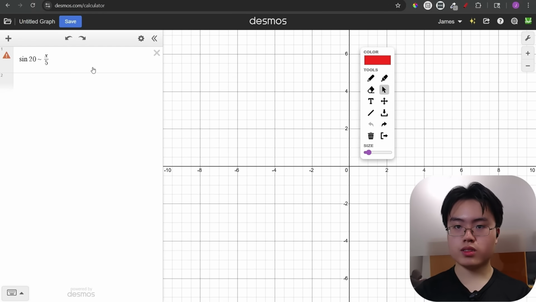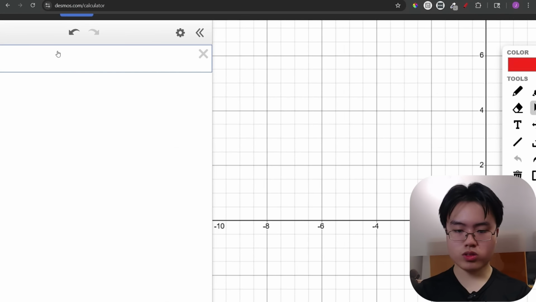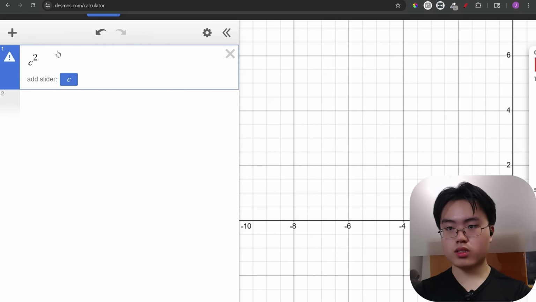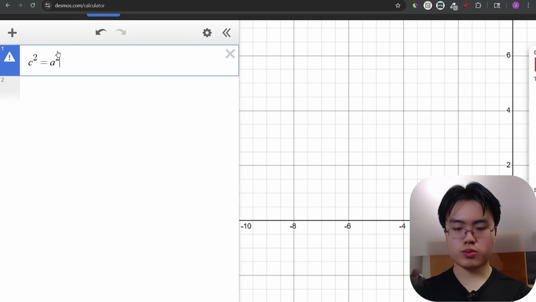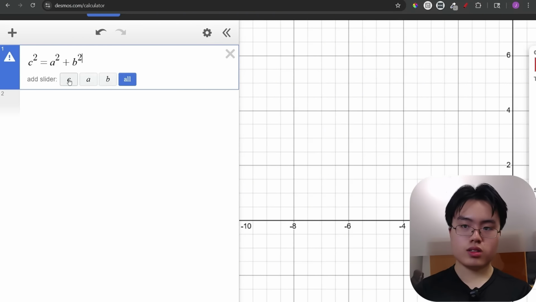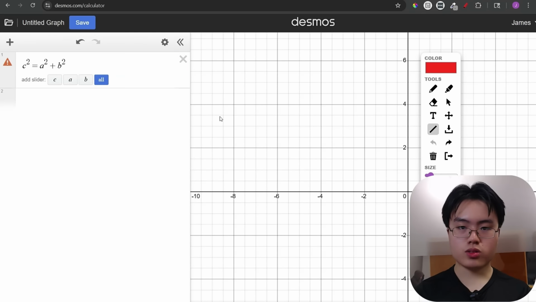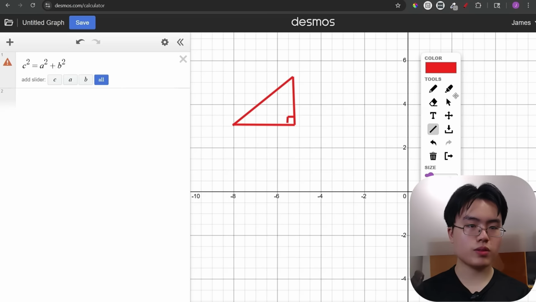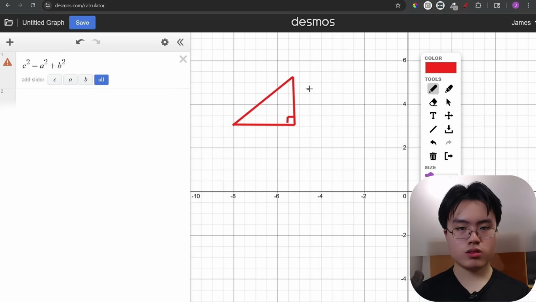Just to show you what I mean, let's type in the formula. Again, the reference sheet said c squared equals a squared plus b squared. And let's say we're given a triangle, a right triangle, by the way. It has to be a right triangle. This is a right triangle because it told us this, maybe. And we are given 3 and 4, and we need to find what this is.